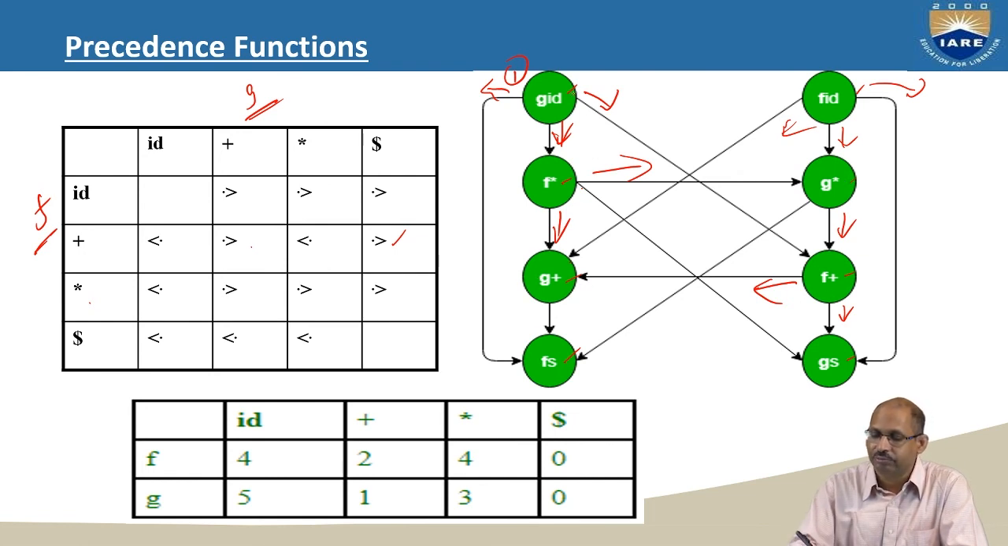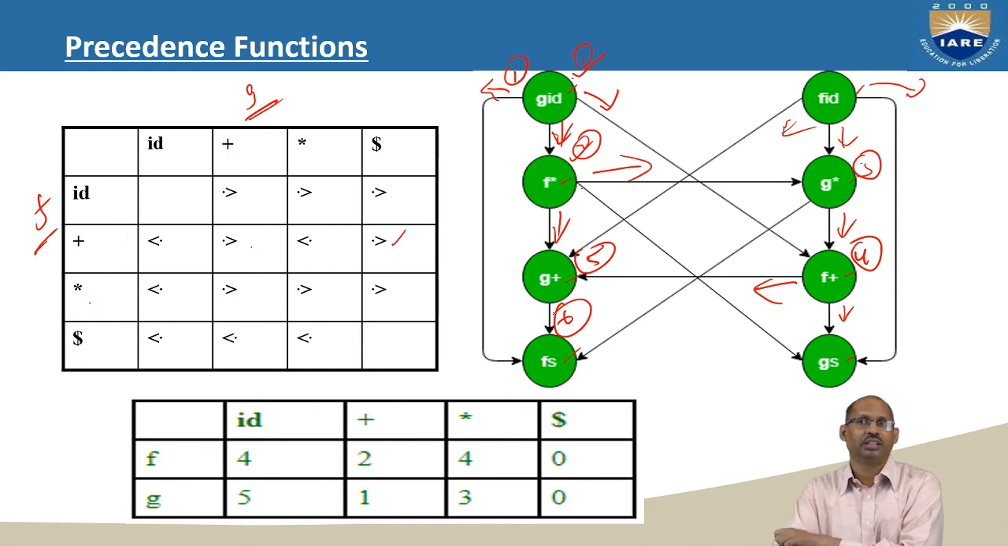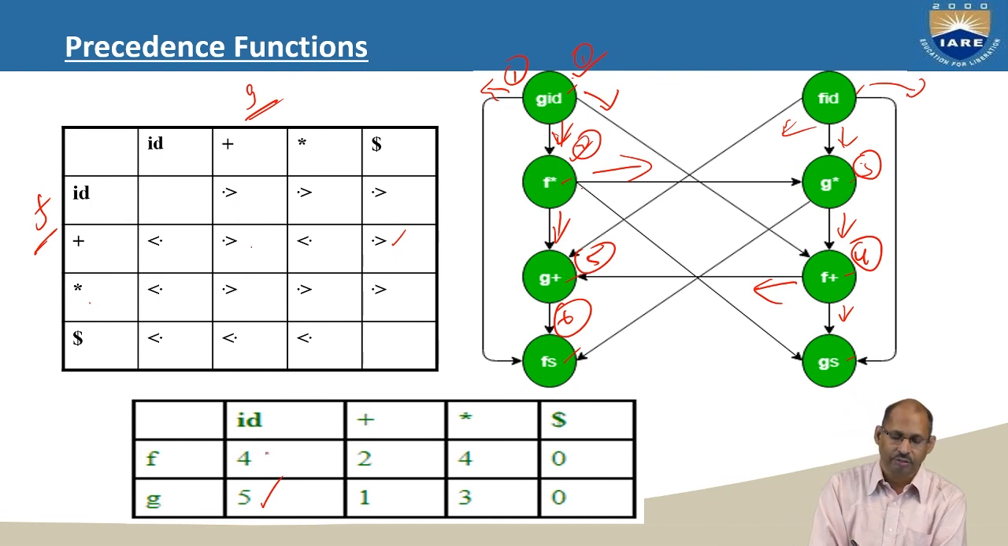If we consider GID to F multiplication, 1, 2, 3, 4, then 5, then 6. 6 nodes, length 5. So 5. Then if we consider FID, 1, 2, 3, 4. So the maximum length of the path that is possible from FID is only 4.